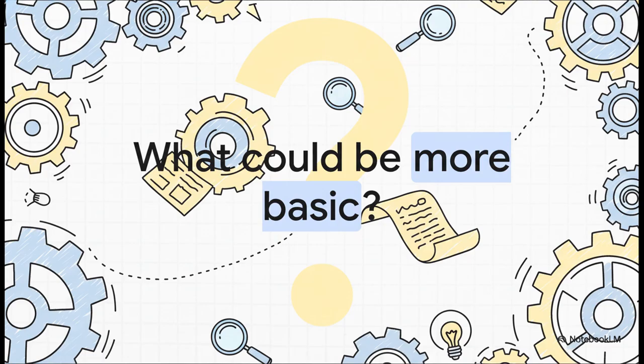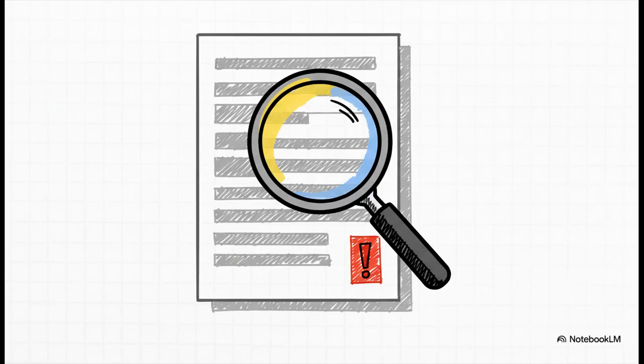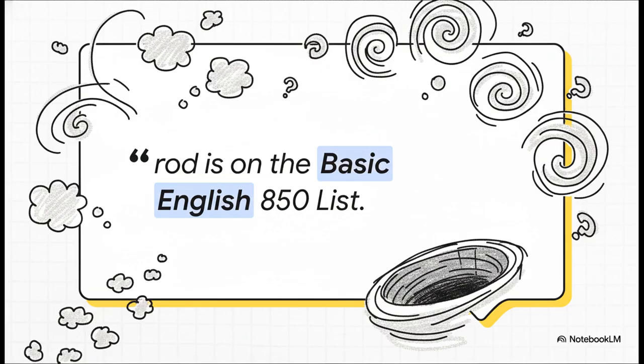But, as we're about to find out, there's this really fascinating story tucked away in the details of this seemingly boring little entry. Okay, so here's the thing. If you actually look closely at that Wiktionary entry, there's this tiny little note at the bottom. It's almost like a footnote. Super easy to miss, but trust me, it changes everything. And it just says this: rod is on the basic English 850 list. And that single sentence, well, that's our first clue. It's like the start of a linguistic mystery, the first breadcrumb leading us down a rabbit hole.